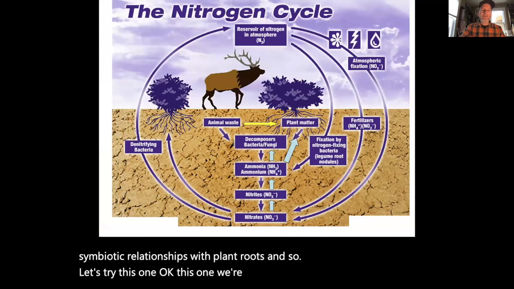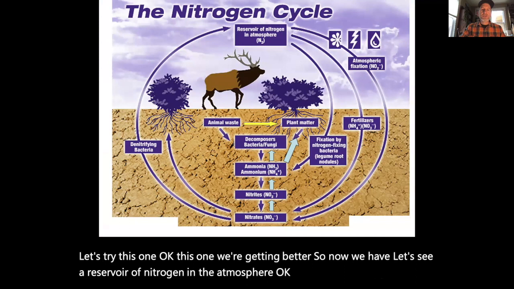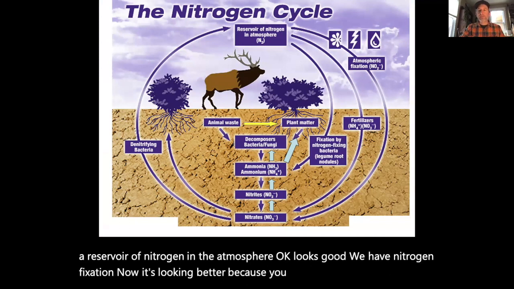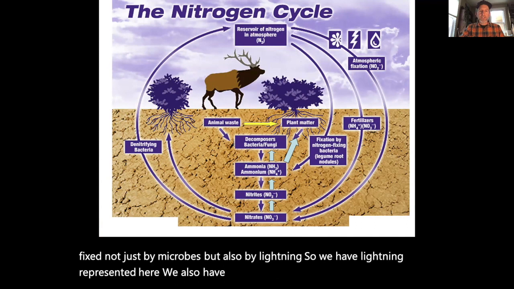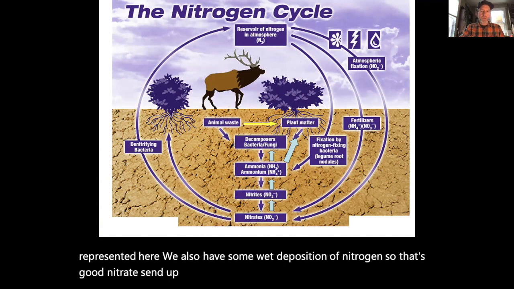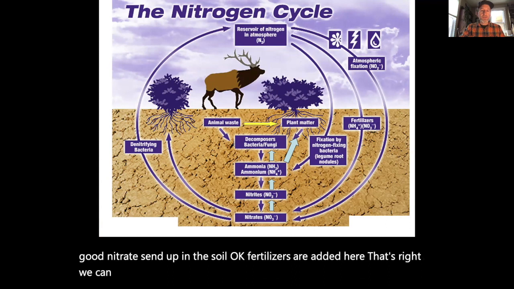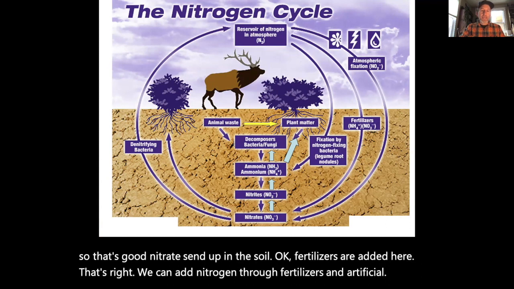So now we have a reservoir of nitrogen in the atmosphere. Okay, looks good. We have nitrogen fixation. Oh, now it's looking better because you know what? Turns out nitrogen can be fixed not just by microbes, but also by lightning. So we have lightning represented here. We also have some wet deposition of nitrogen. So that's good. Nitrates end up in the soil. Okay. Fertilizers are added here. Oh, that's right. We can add nitrogen through fertilizers and artificial fixation of nitrogen from the atmosphere.